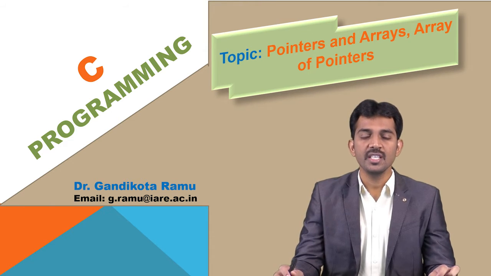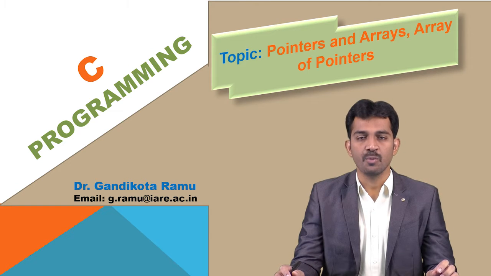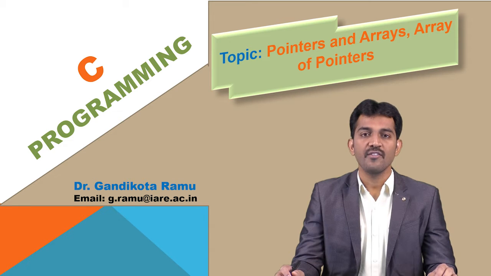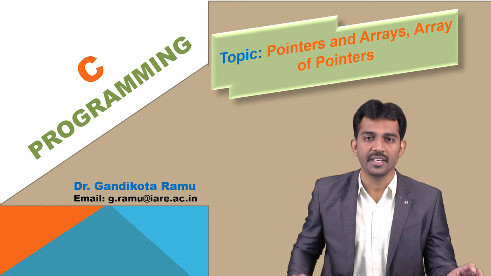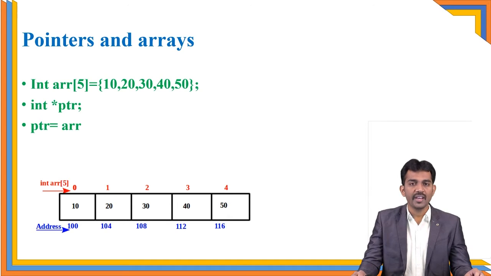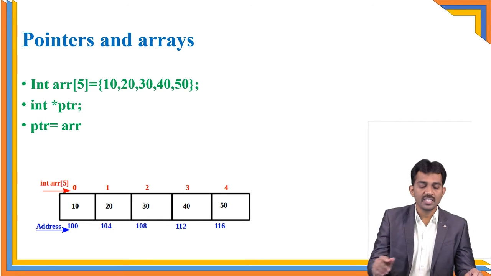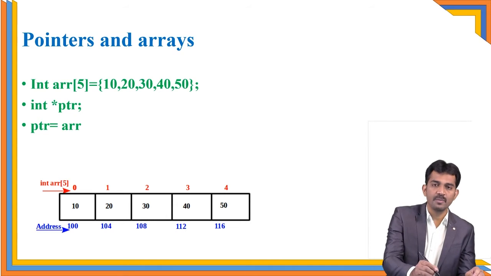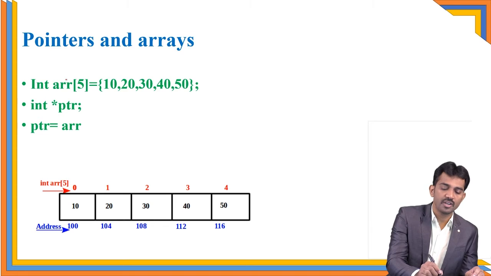Today in class we are going to see how to access arrays using pointers, as well as how to create an array of pointers. First, we will see how to access an array using pointers. For example, here I am going to take an array with 5 elements: 10, 20, 30, 40, 50, and I am also going to create one integer pointer. If you assign the array to the pointer, the address operator is not required, because an array by default points to the starting address of its elements.